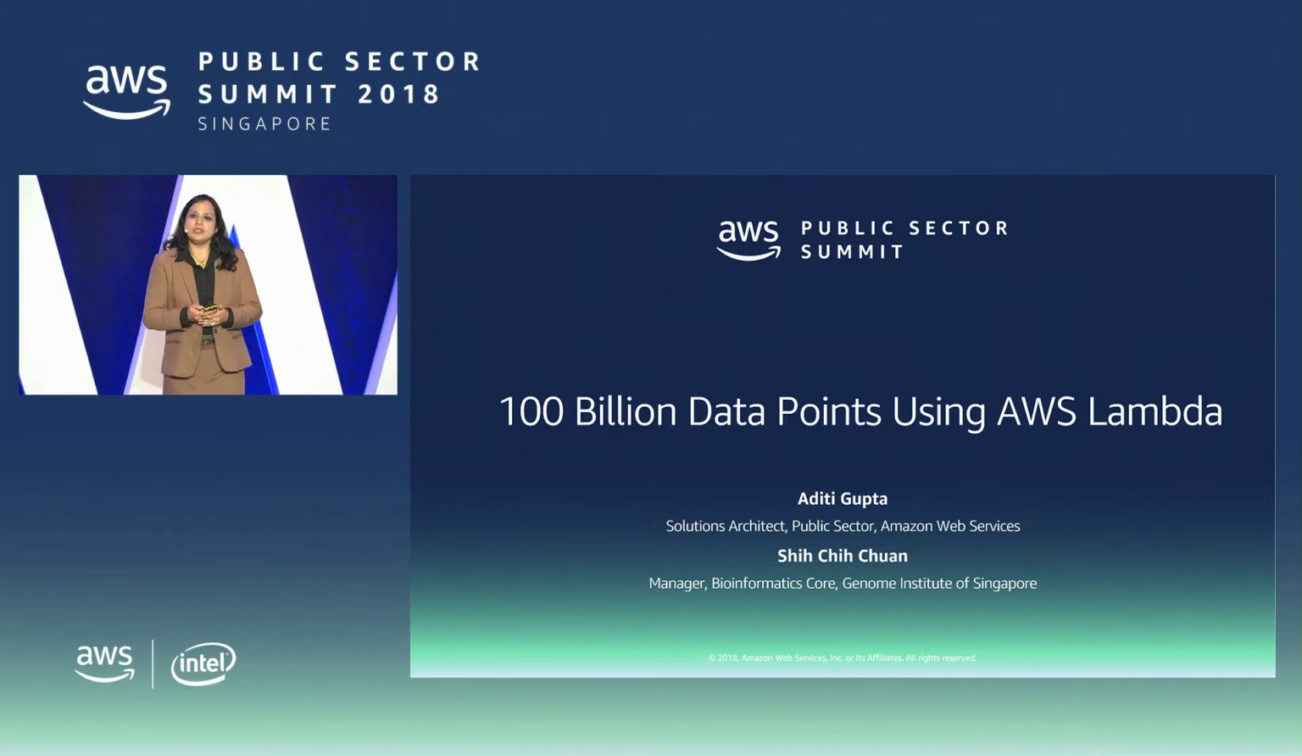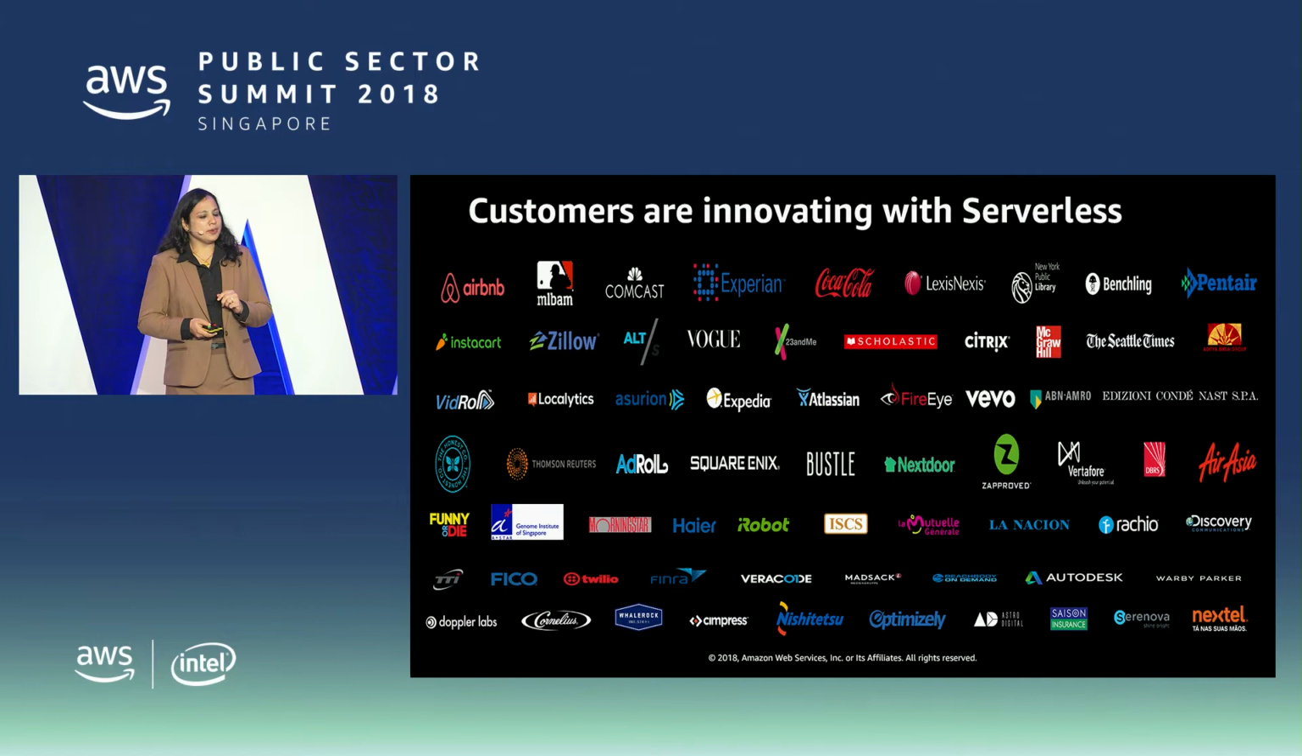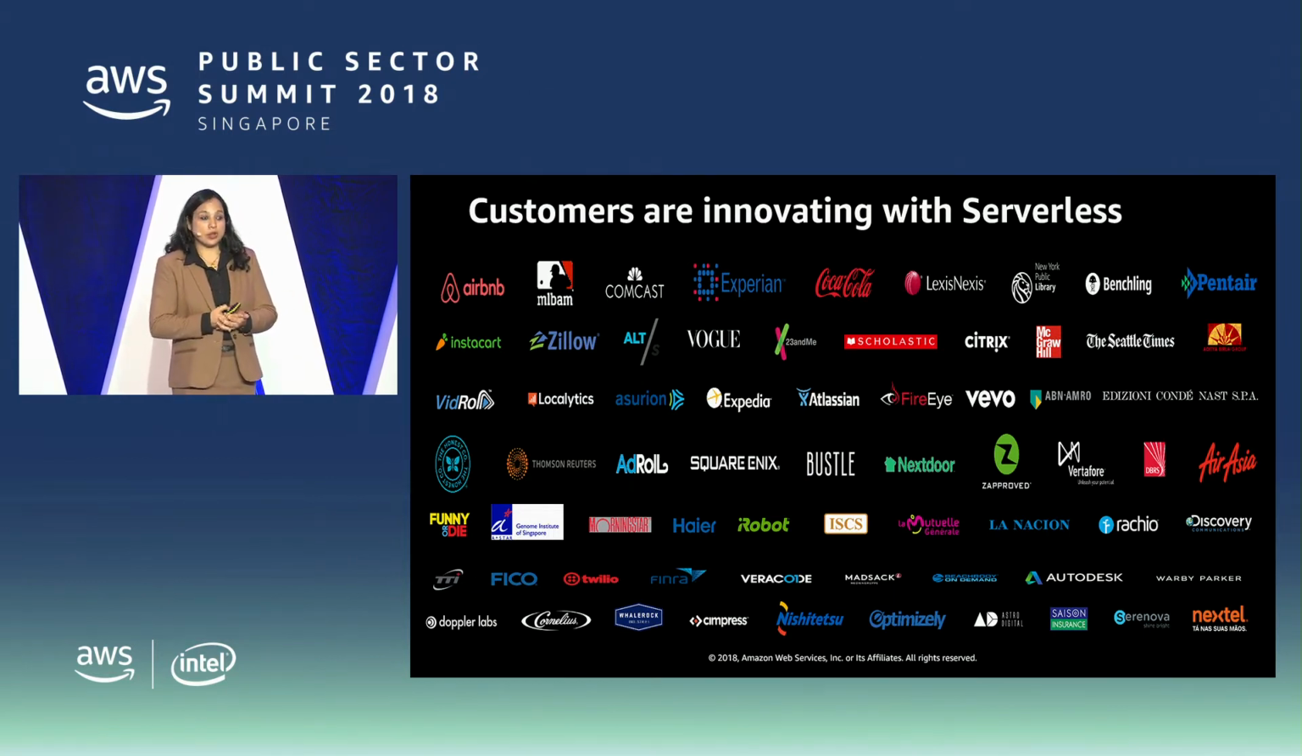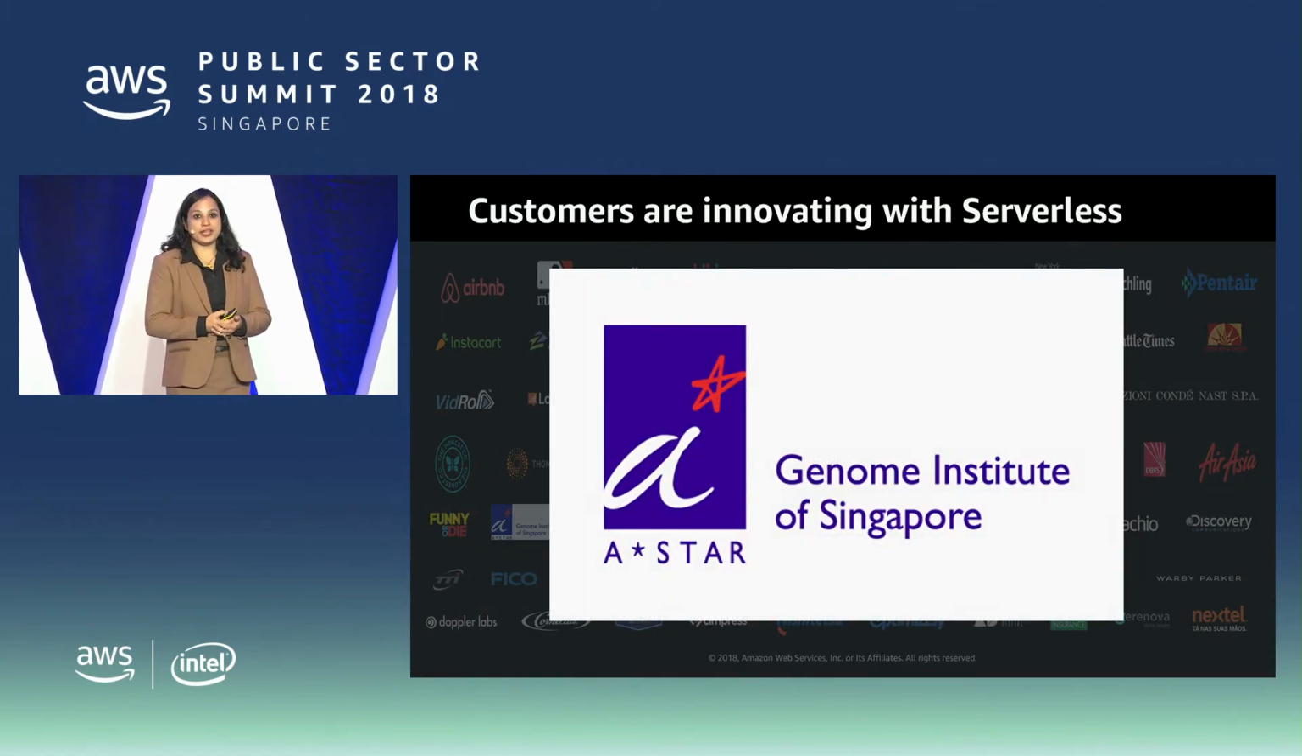As you know, we are very customer-focused, so I start with our customers who have been using and succeeding with our serverless services. Some of our customers are Airbnb, AirAsia, and Discovery. But I'm not going to talk about all of them today. Since I have Chichuan with me from GIS, that is our focus today, the Genome Institute of Singapore.